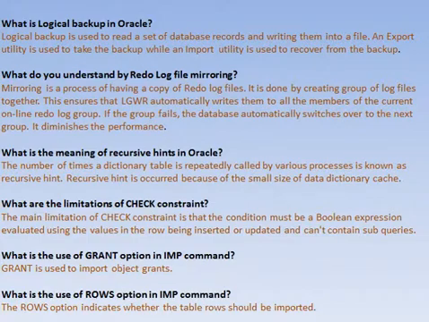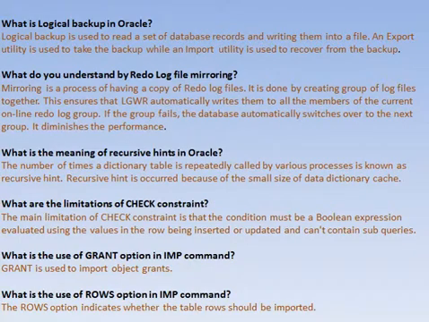What is the meaning of recursive calls in Oracle? The number of times a dictionary table is repeatedly called by various processes is known as a recursive call. Recursive calls occur because of the small size of the data dictionary cache. What are the limitations of check constraint? The main limitation of check constraint is that the condition must be a Boolean expression evaluated using the values in the row being inserted or updated and can't contain subqueries.